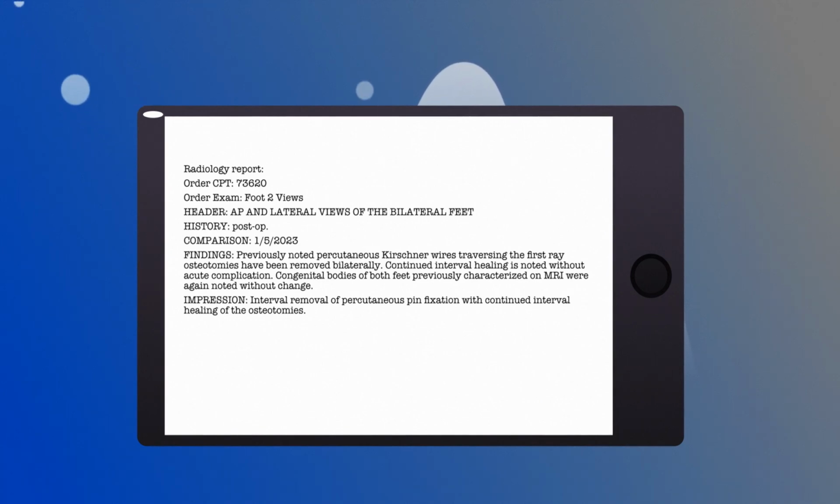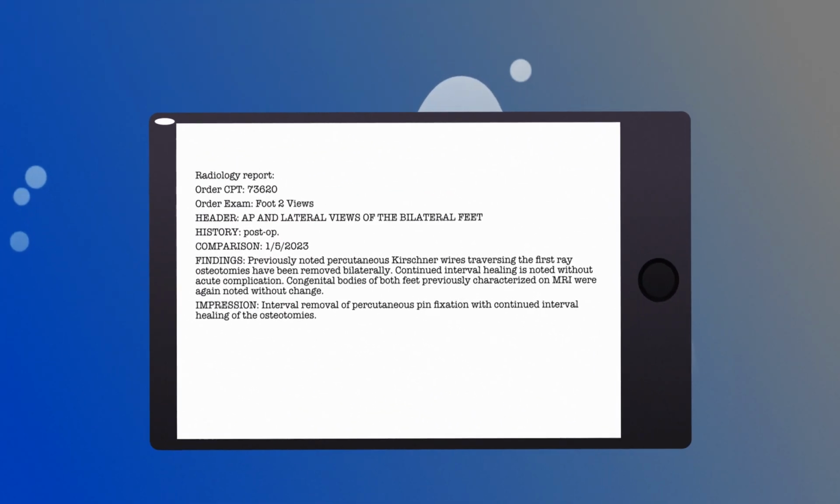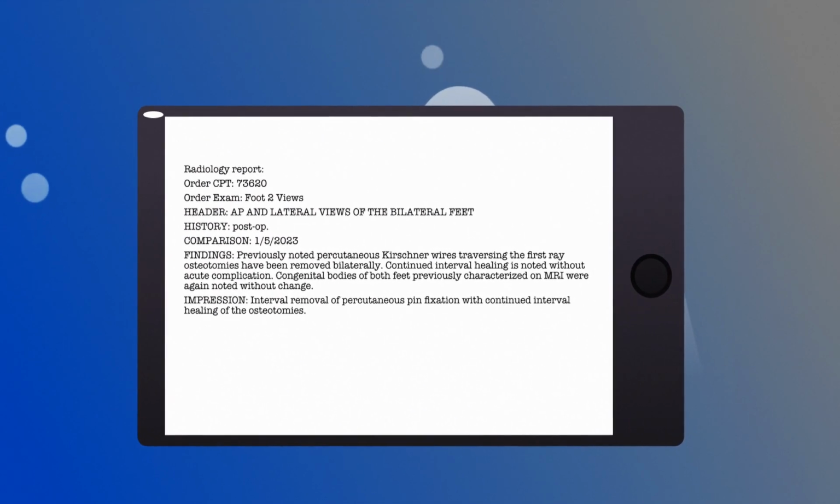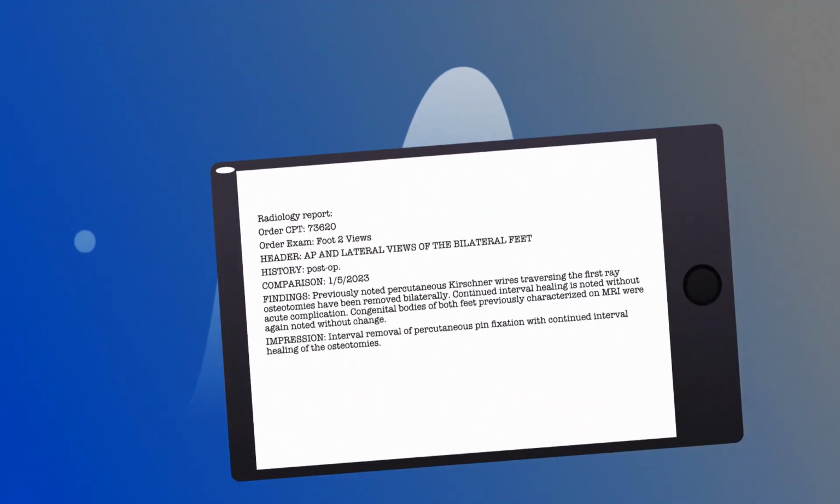Report example. Header: AP and lateral views of the bilateral feet. History: post-op comparison, 1/5, 2023. Findings: Previously noted percutaneous Kirschner wires traversing the first ray osteotomies have been removed bilaterally. Continued interval healing is noted without acute complication. Congenital bodies of both feet previously characterized on MRI were again noted without change. Impression: interval removal of percutaneous pin fixation with continued interval healing of the osteotomies.